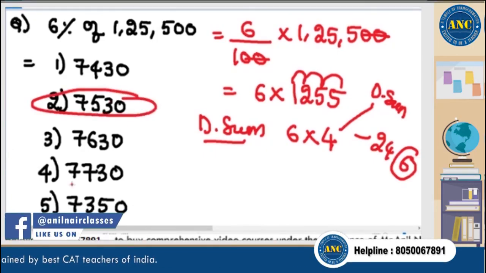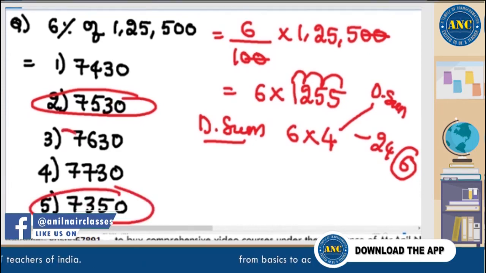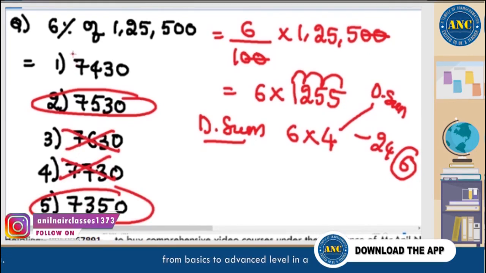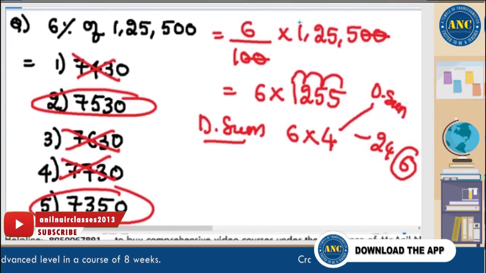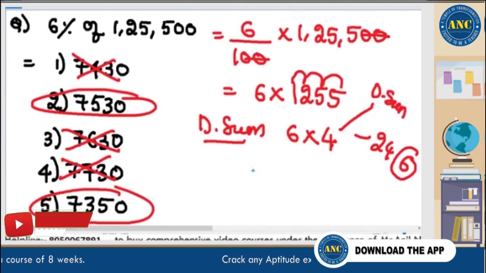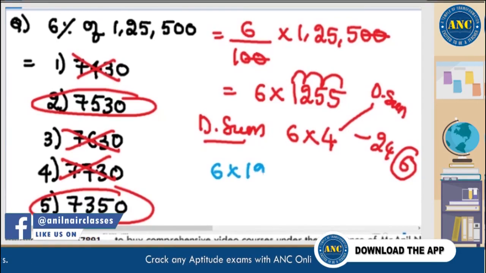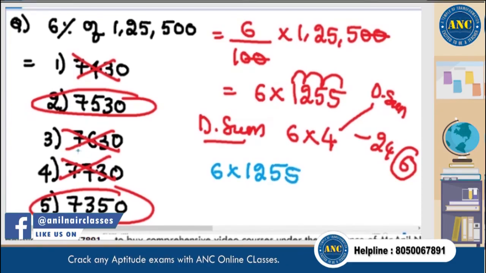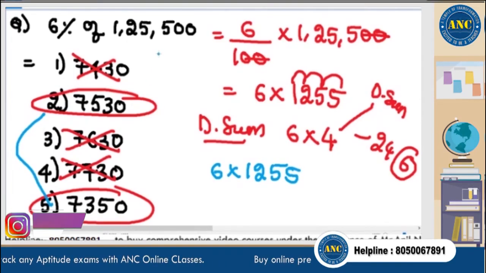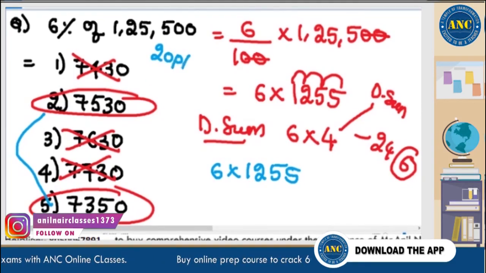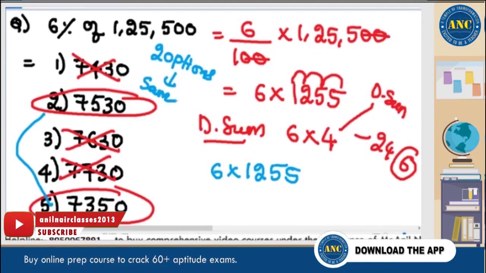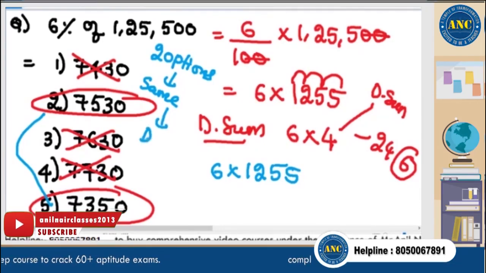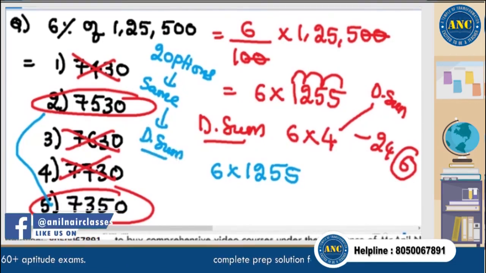Here also it is 6. If you want only me to explain the answer, I am not going to do it. I am going to explain why another option is incorrect. So 6 into 1255. If two options have got the same digital sum, please write down that statement. If two options have the same digital sum, there are some approaches which we need to learn. Let us learn that approach.